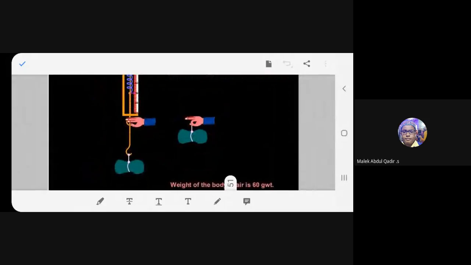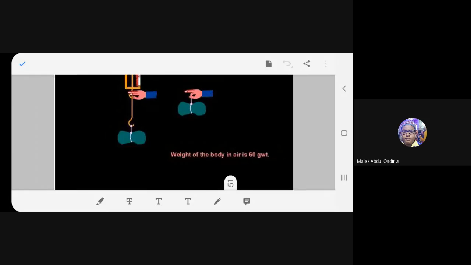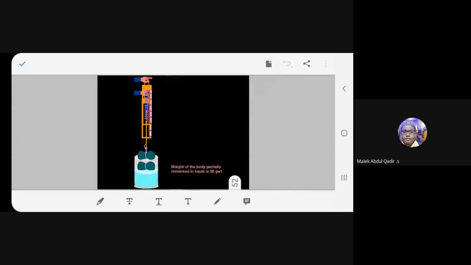This is how we can find the buoyant force. This is a spring balance. We have put the object. For example, this object is in air. So what will it say? The weight of the body in air is 60 gram weight. So it is in the air. Remember that.